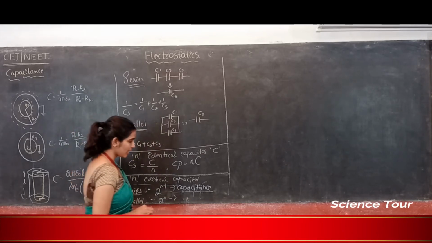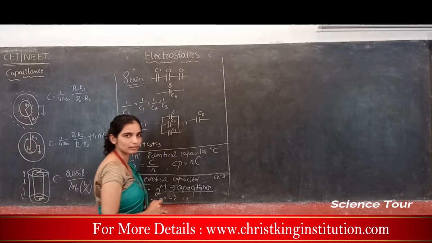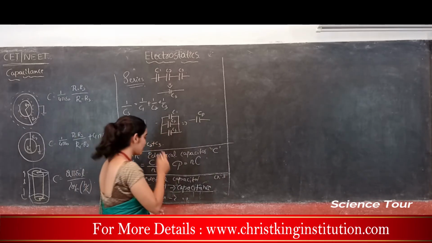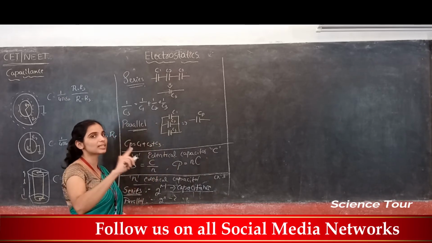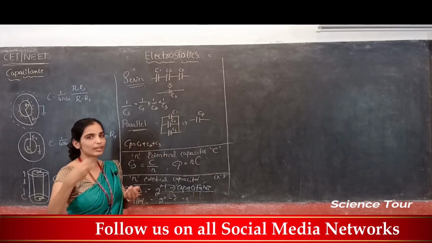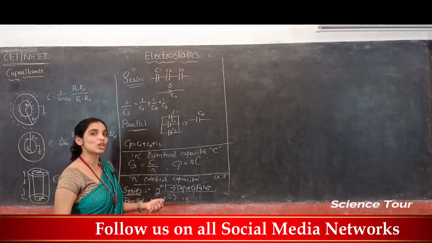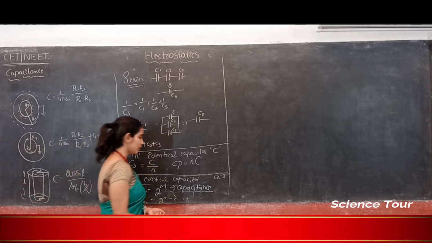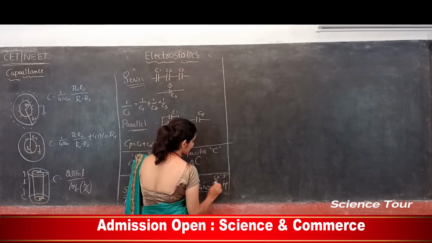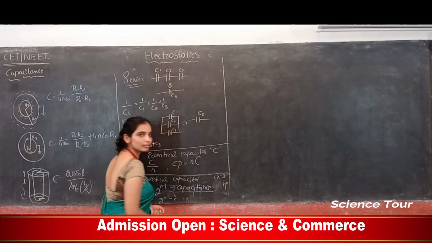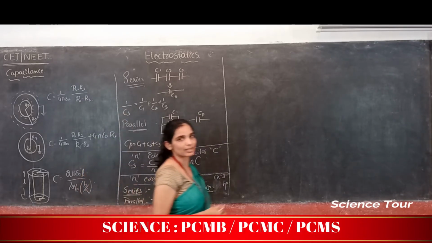That means, for example, if you have 3 identical capacitors, all 3 having capacitance C, say 10 microfarad each, then how many series combinations can you make? You can make 2 to the power of 2, that means 4 series combinations, and you get 4 capacitances. I'll tell you how.